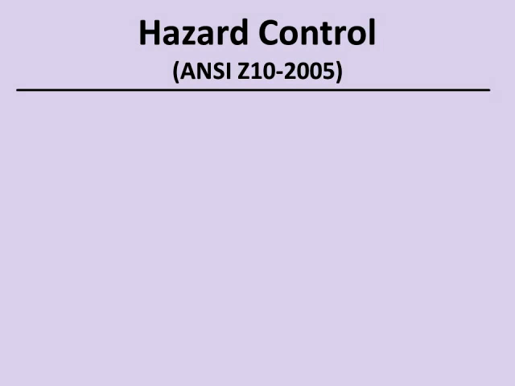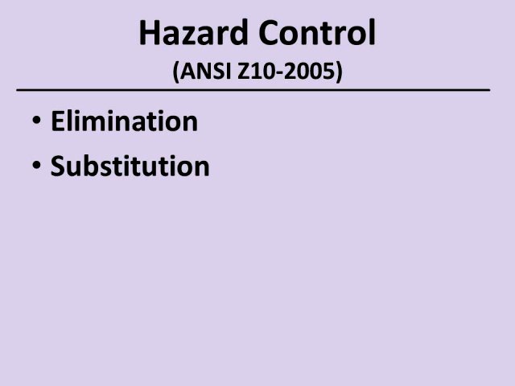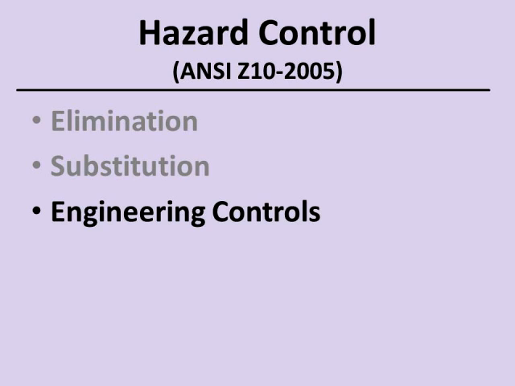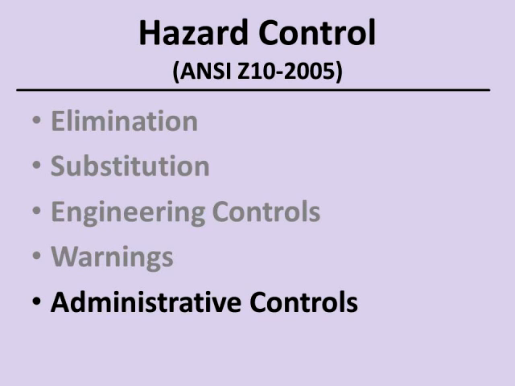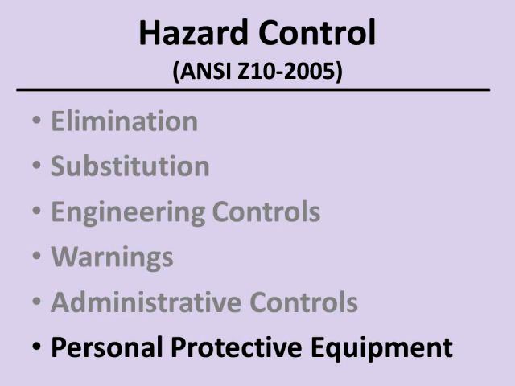Let's review what we've covered in this film. The ANSI standard recommends that we first attempt to eliminate hazards, or at least reduce them through substitution. When hazards remain, we reduce risks through engineering. Finally, we supplement these methods with less effective strategies such as warnings, administrative controls, and personal protective equipment.